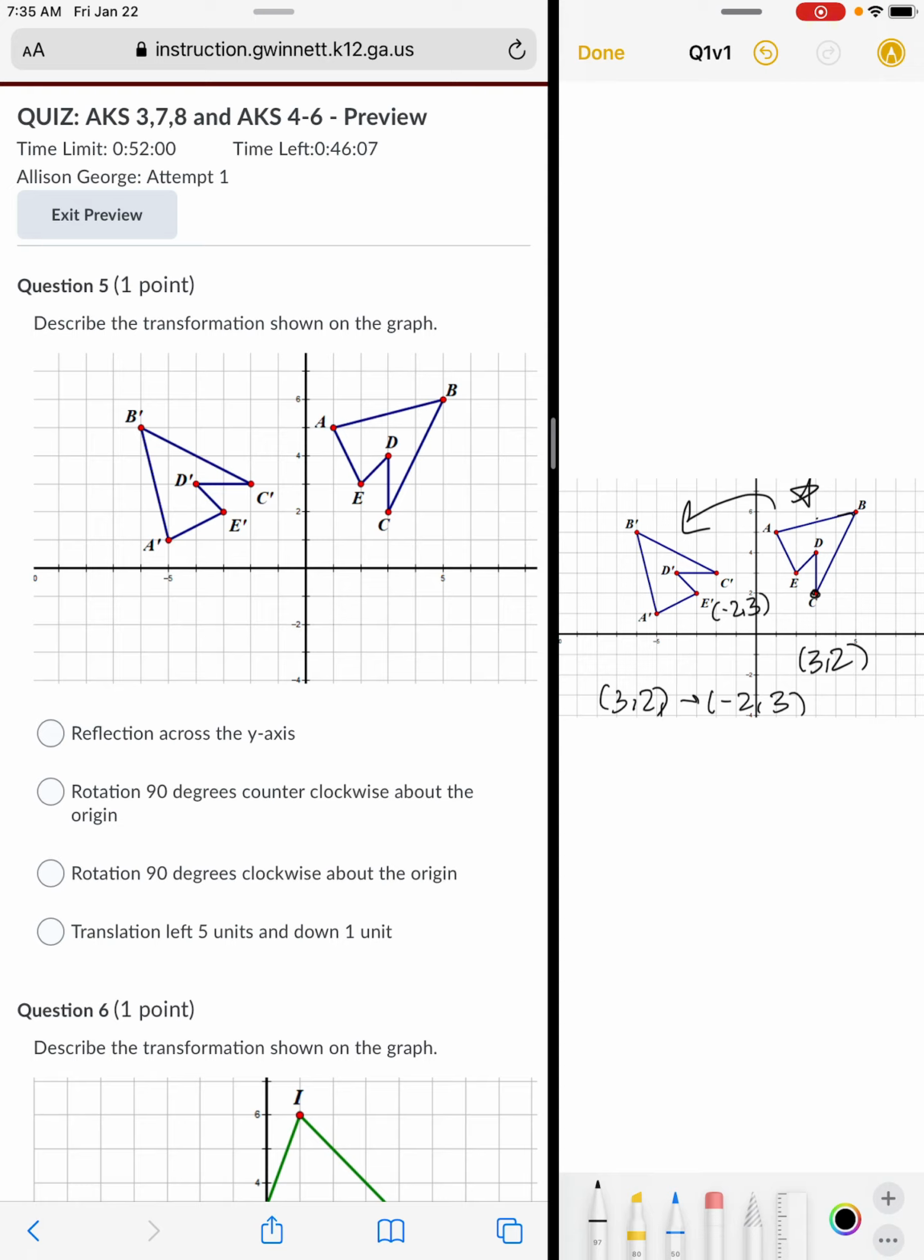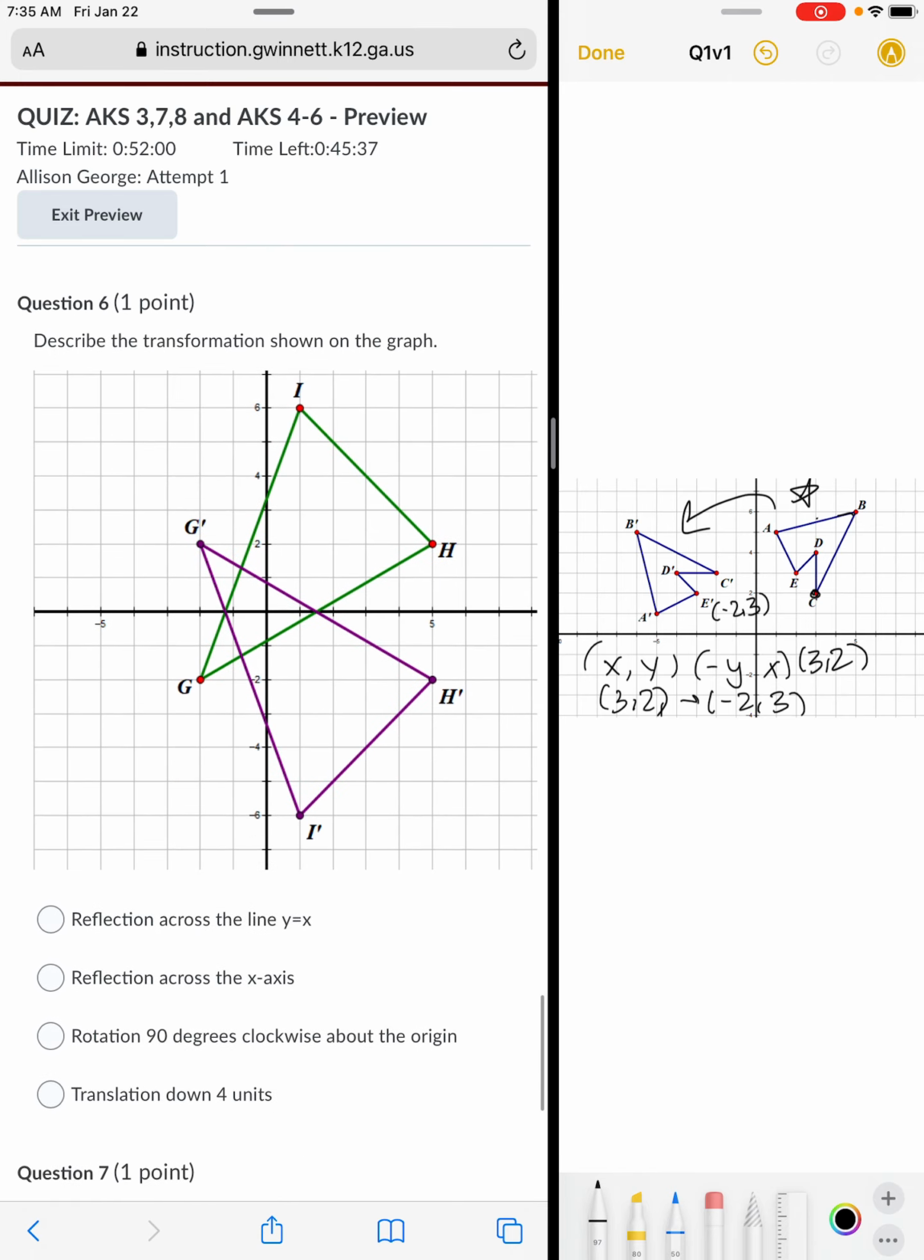All right, so notice the 3 that was X has now moved to the back, and Y, the 2, has moved to the front and changed signs. So now we just want to look at our rules. Which rule says that XY becomes negative YX? And that would be 90 degrees counterclockwise. And so the answer here is a rotation 90 degrees counterclockwise about the origin.